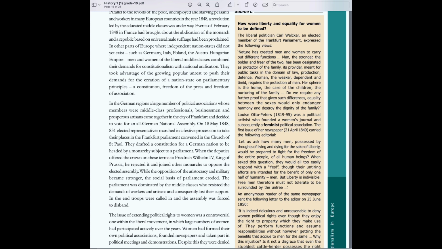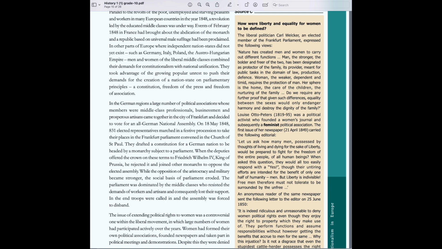In the German regions, a large number of political associations whose members were middle-class professionals, businessmen, and prosperous artisans came together in the city of Frankfurt and decided to vote for an all-German National Assembly. On 18 May 1848, 831 elected representatives marched in a festive procession to take their places in the Frankfurt Parliament convened in the Church of St. Paul. They drafted a constitution for a German nation to be headed by a monarchy subject to a parliament.